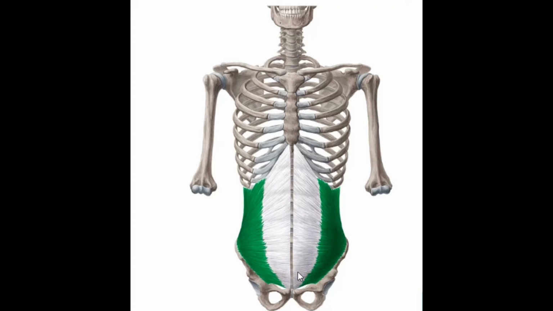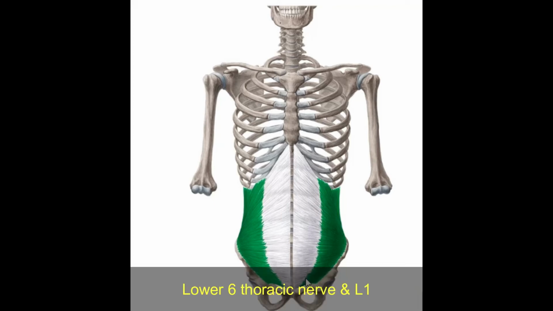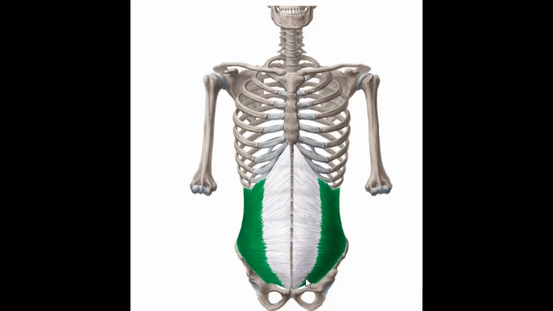The nerve supply is the lower six thoracic nerves and L1. So remember, the external oblique was the lower six intercostal nerves. The internal oblique now is the lower six thoracic nerves and L1.